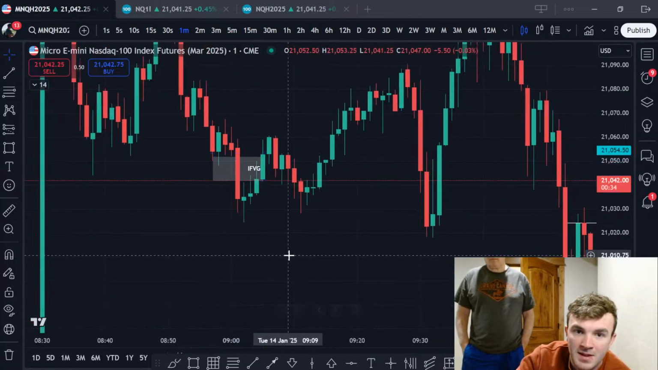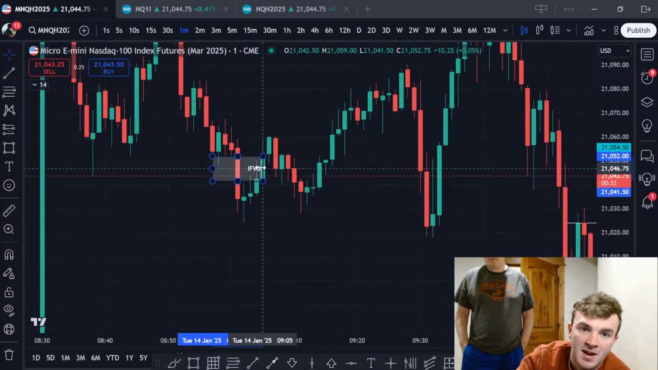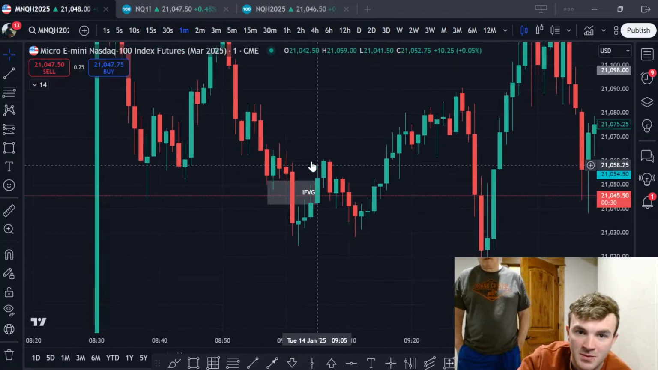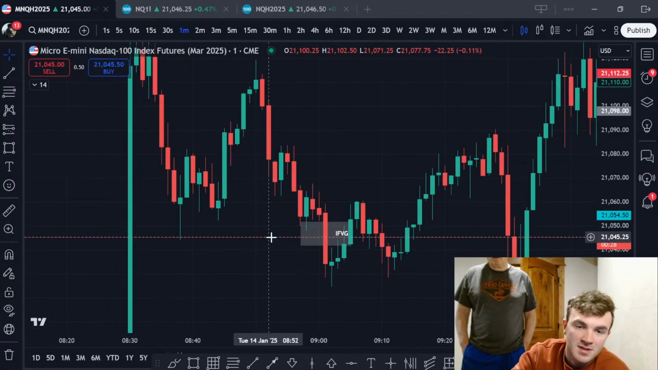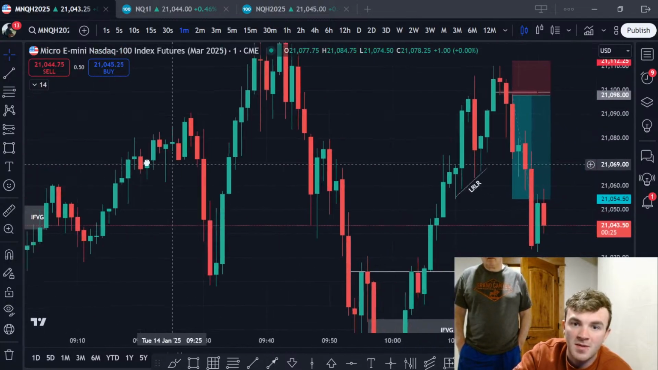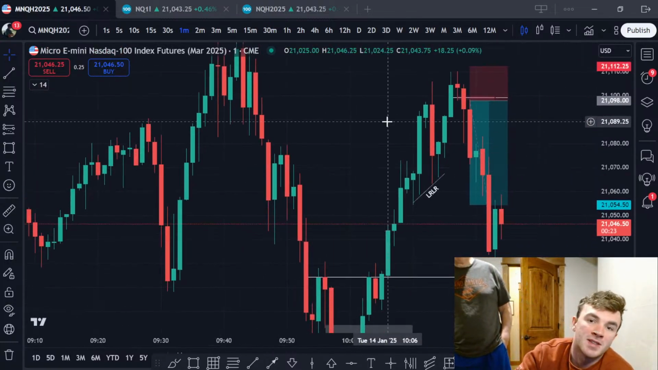You know what I mean? It looks okay, but not as convincing. Look at the wick on this. There's some of them where you're like, there's no way it's not gonna just go.